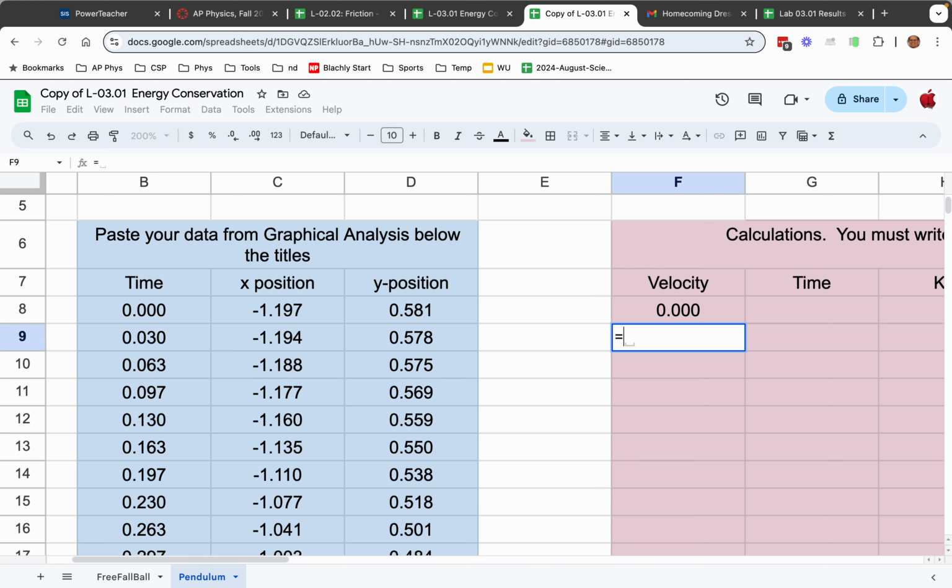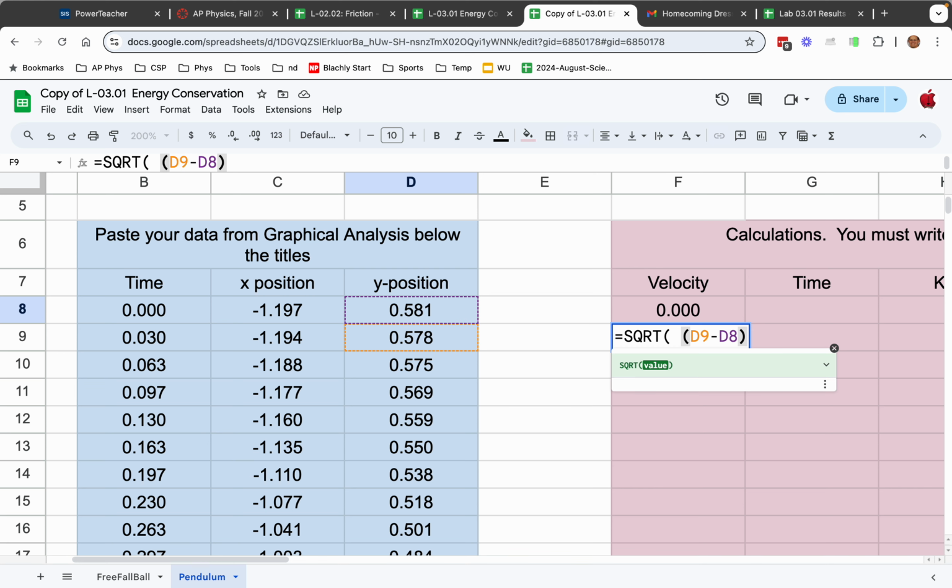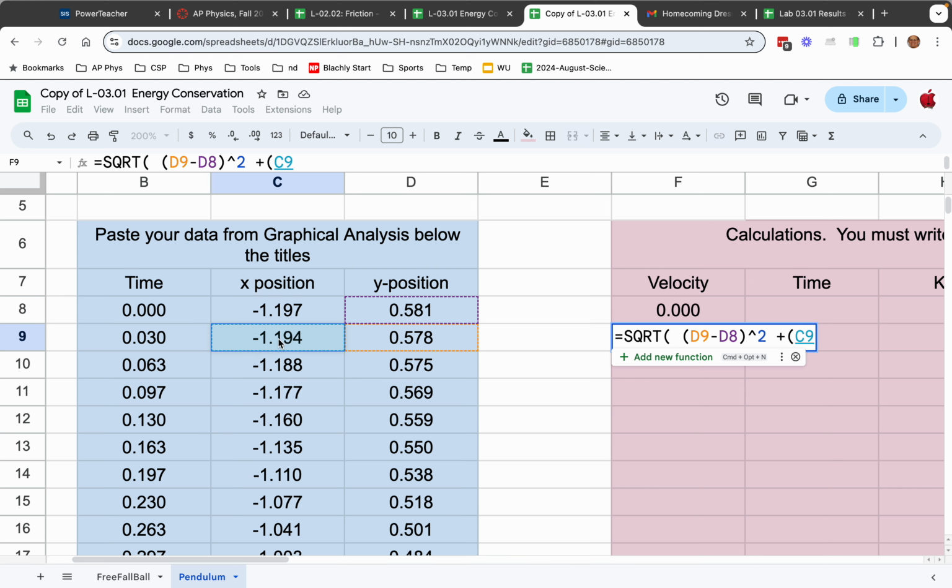To find the distance, we have to use the distance formula. So it's SQRT, open parentheses. And now we've got to take the distance it moved in the y direction. So that's going to be a new set of parentheses, and then D9 minus D8. That's how far it moved in the y direction squared, plus how far it moved in the x direction, which is going to be C9 minus C8, and it's that quantity squared.